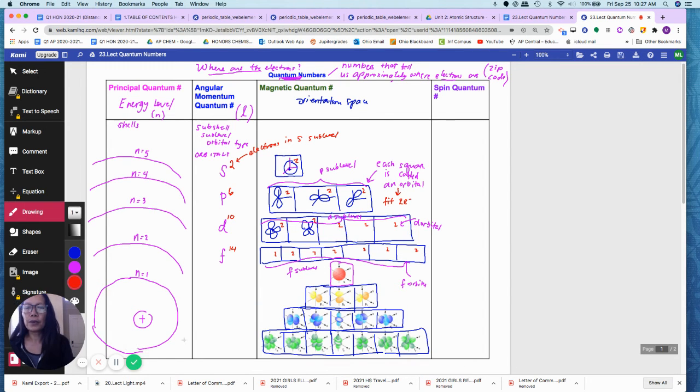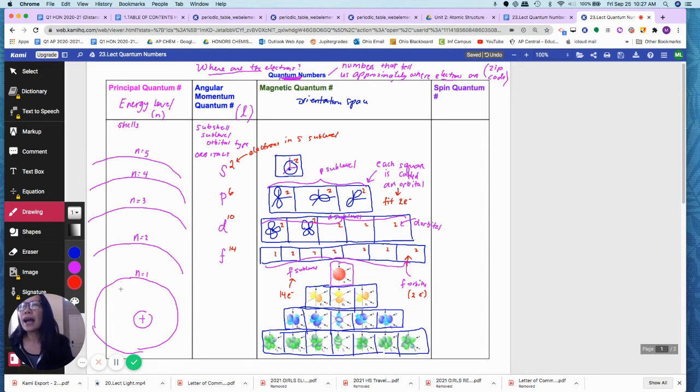Okay. So let me just test you. In an F orbital, how many electrons can you fit? You can fit 2 electrons in any orbital. How about the F sublevel? How many can you fit? You can fit all of those, 14 electrons in the F sublevel.